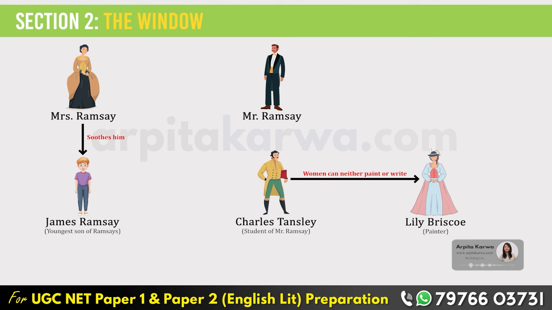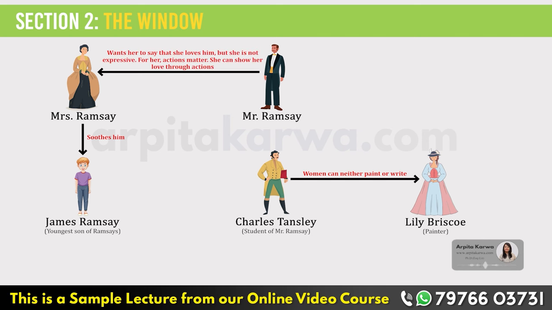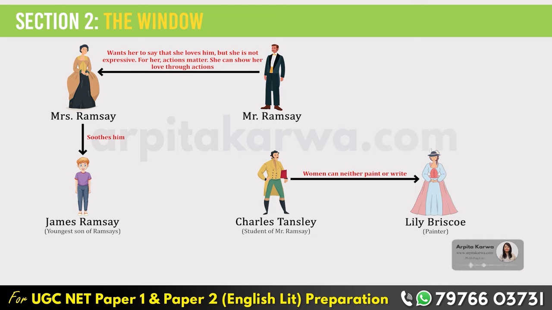The couple sits together quietly and Mr. Ramsay's characteristic insecurities interrupt their peace. He wants his wife to tell him that she loves him, and Mrs. Ramsay is not the kind of person who expresses her love openly. But through her actions, she makes it clear that she loves him.